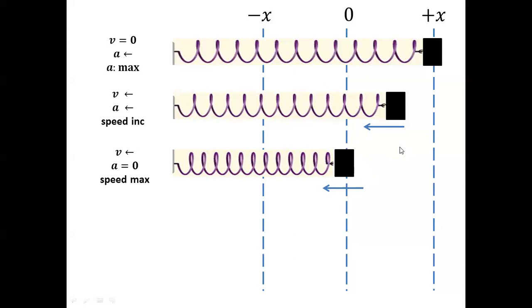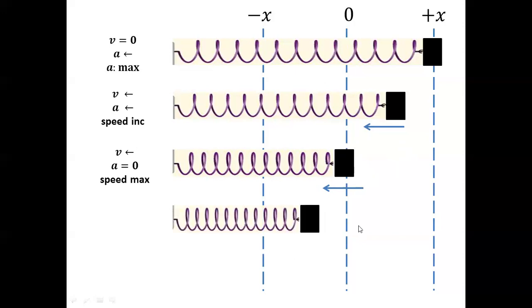Now again, the object overshoots and reaches this point. At this point, the object is still moving to the left, so velocity is directed to the left. But take note, the spring is now compressed. So the force that this spring will apply to this object will now be directed to the right, which means the acceleration is also directed to the right.